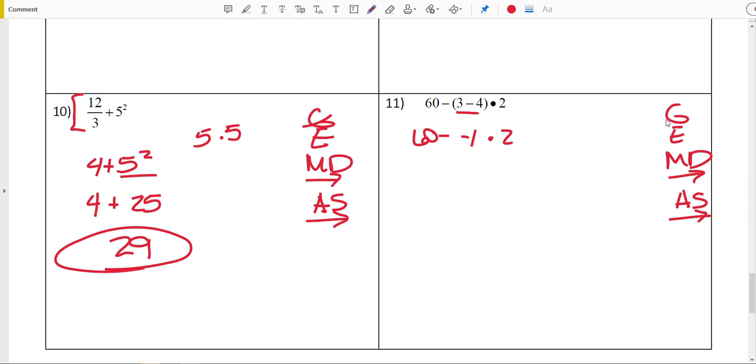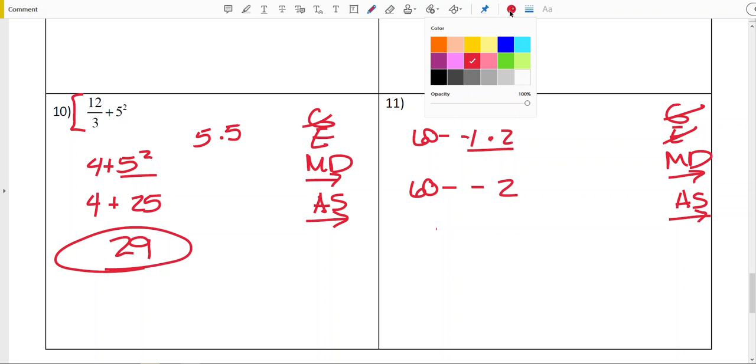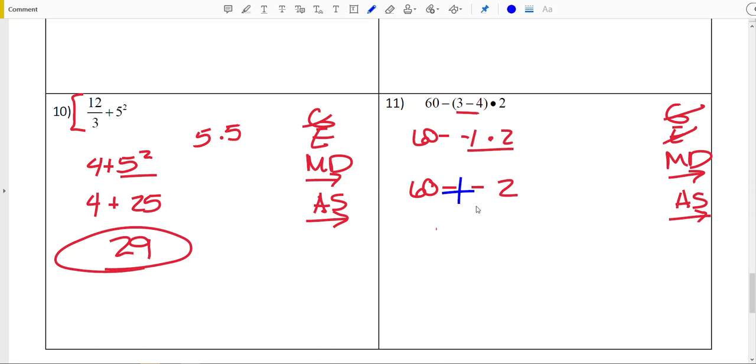Now, I do not have any more groupings. I do not have any exponents, but I do have multiplication division. I'm going to multiply here. So I'm going to do 2 times 1, or 1 times 2, I'm sorry. 1 times 2 is 2. Don't forget all the signs. And then the last part is I have this opposite of negative 2, 60 minus negative 2. Remember, that turns into a plus right there, because opposite of negative 2 is a positive 2. So 60 plus 2 gives you 62 as your solution for that problem.